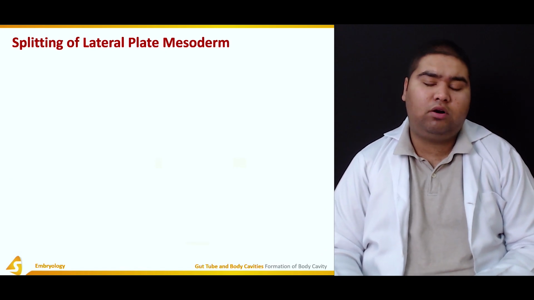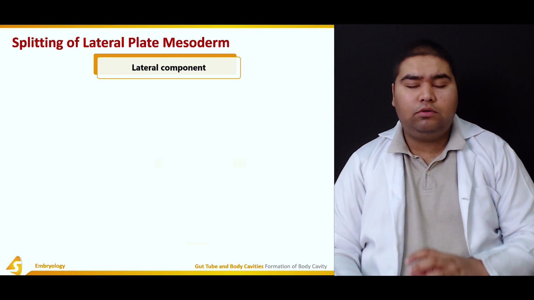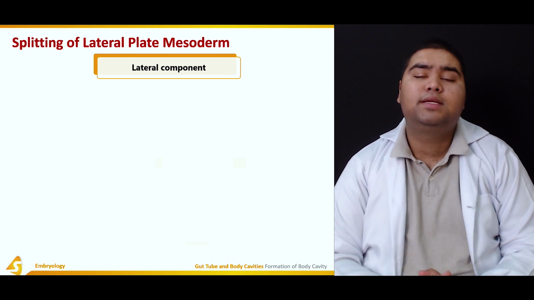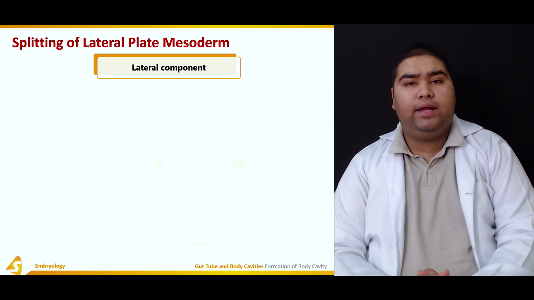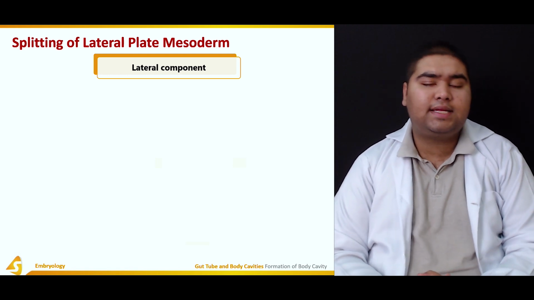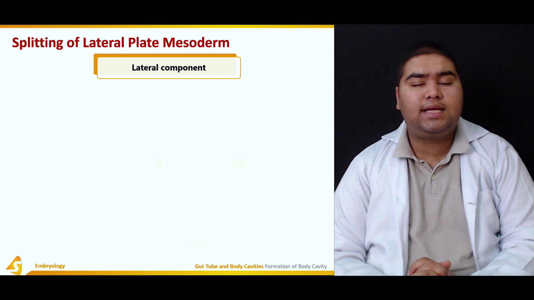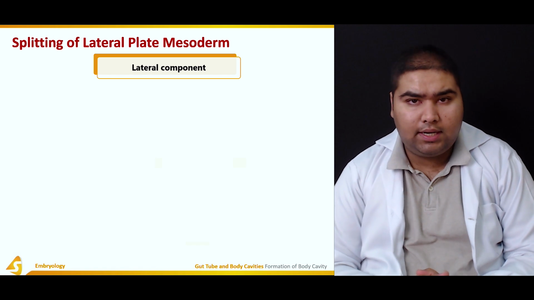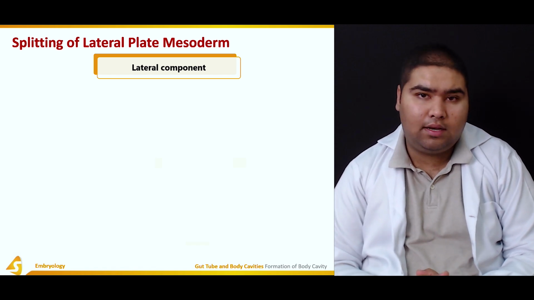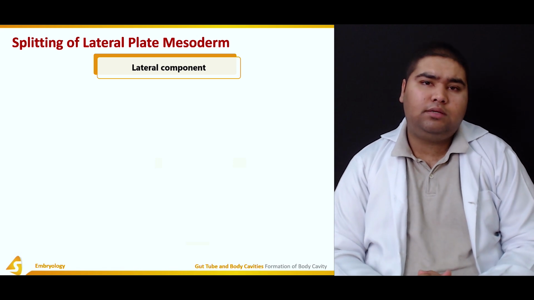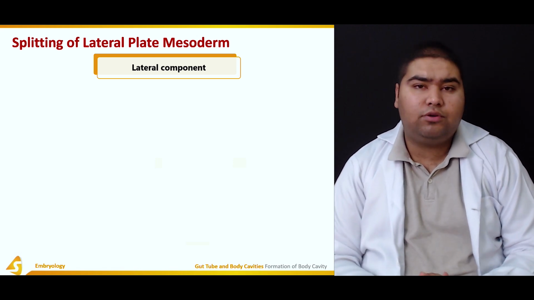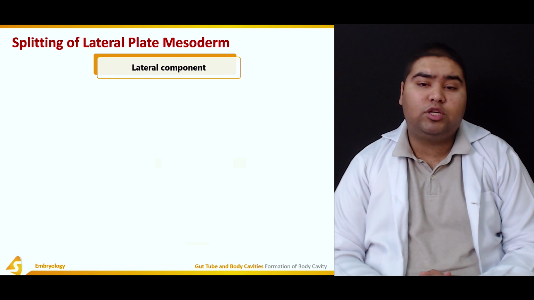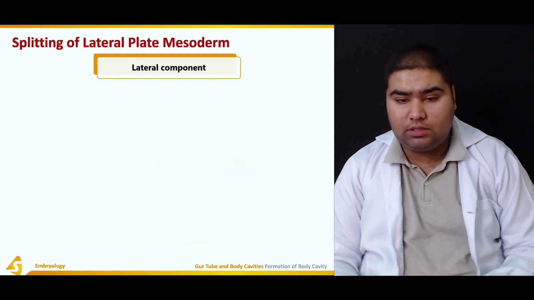First of all, we have splitting of the lateral plate mesoderm. So mesoderm, initially it had split into three components. The first component was paraxial mesoderm, which formed somites and somitomeres. The somites and somitomeres arrange in clusters to form muscular elements, skeletal elements, and skin. Then we had intermediate mesoderm. Intermediate mesoderm forms a urogenital system. Now, lastly, we had the lateral plate mesoderm. We are talking about the splitting of the lateral plate mesoderm now.